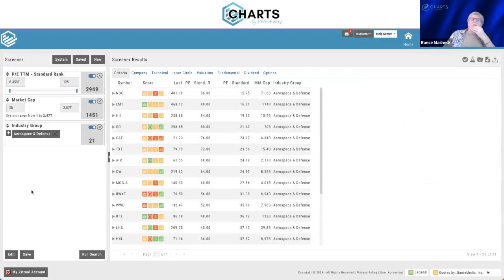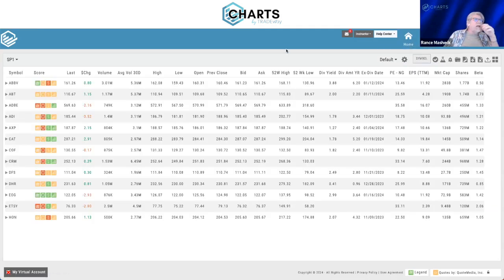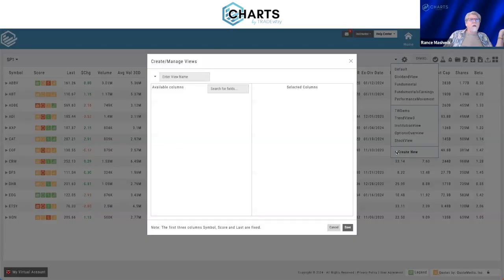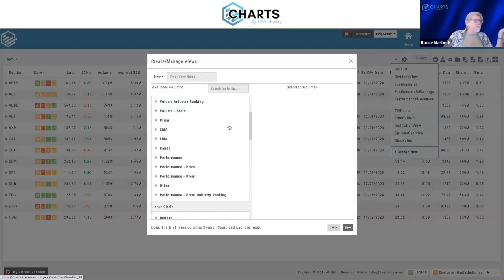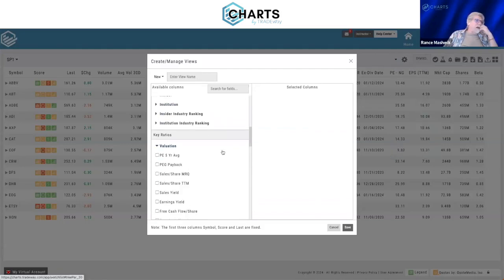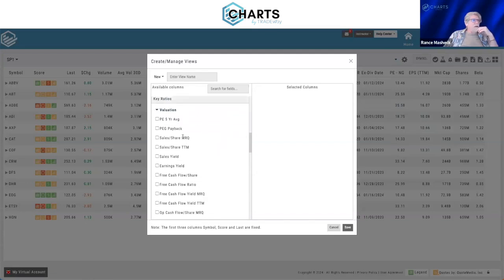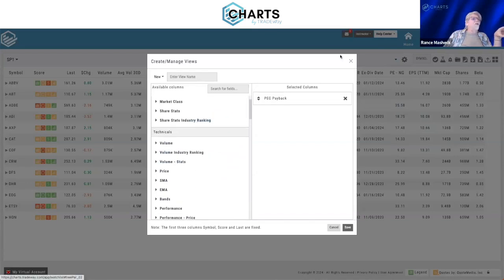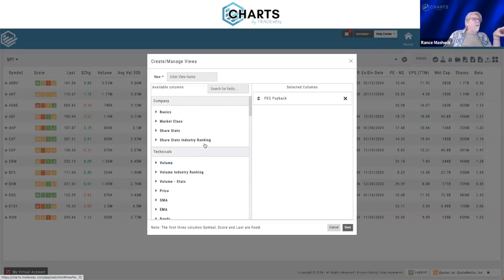another kind of major shift in our watch list. And so what we've done in the watch list now is, instead of having it be a fixed view, you can have multiple views in here, and you can create any view you want. And when you create that view, we broke it down by sections here. If I wanted to look at my valuation here, I have my PEG ratio and whatever else I want to pick out of this, and so you can choose whatever fields you want to create your own view in the watch list.